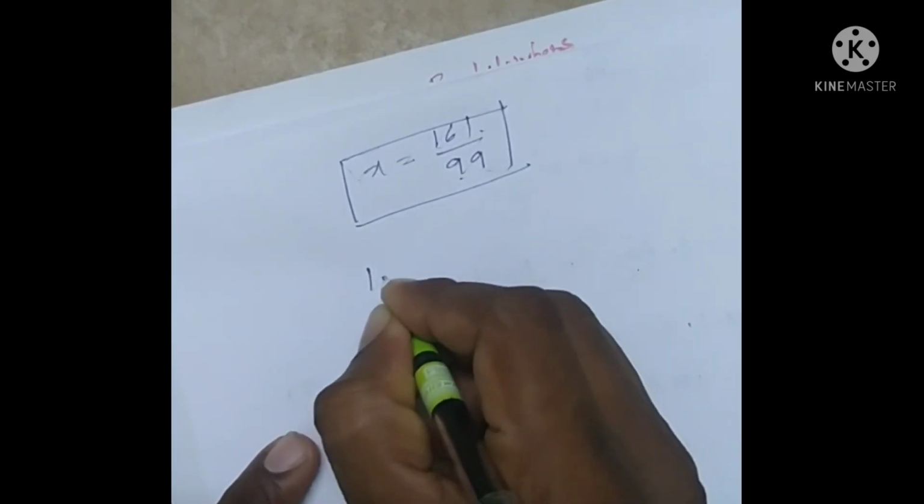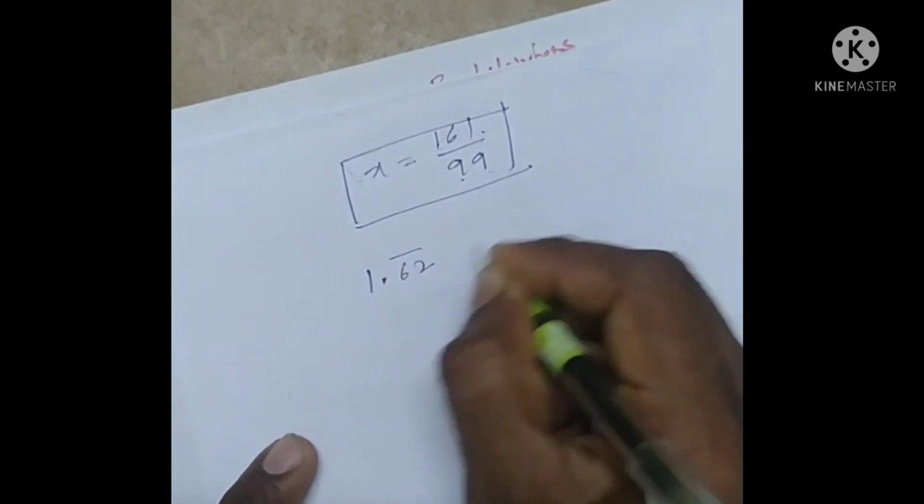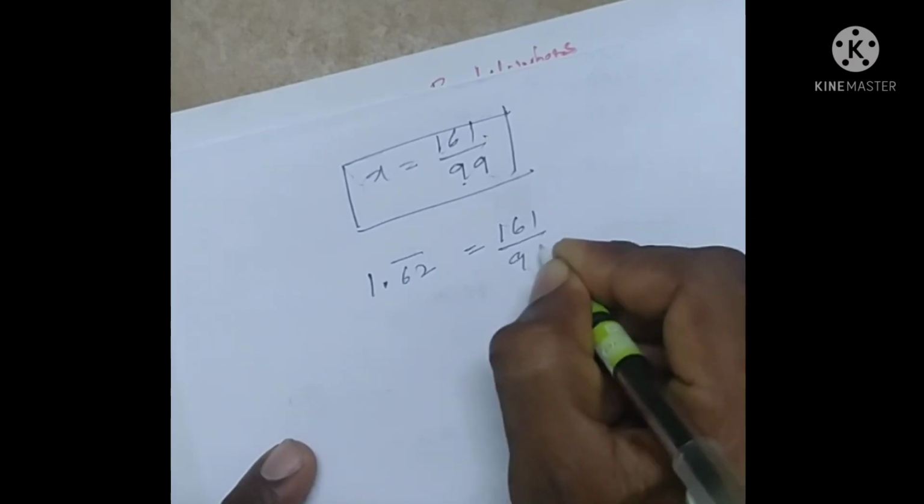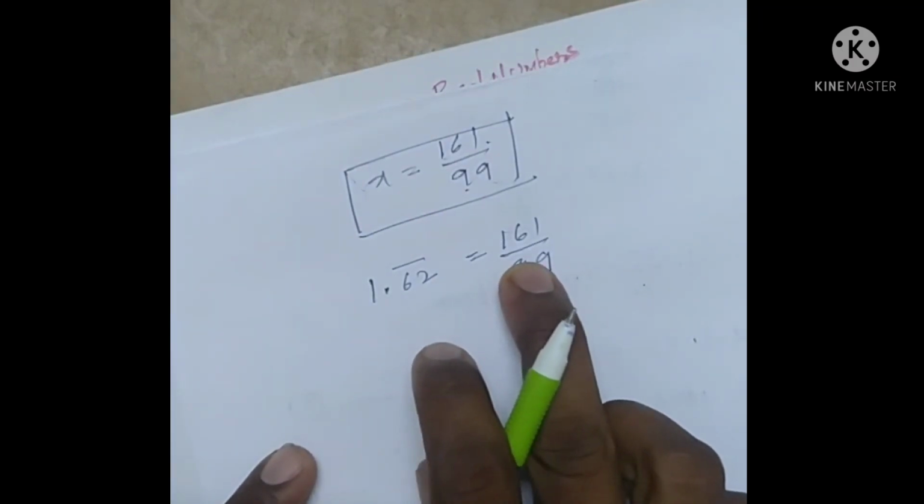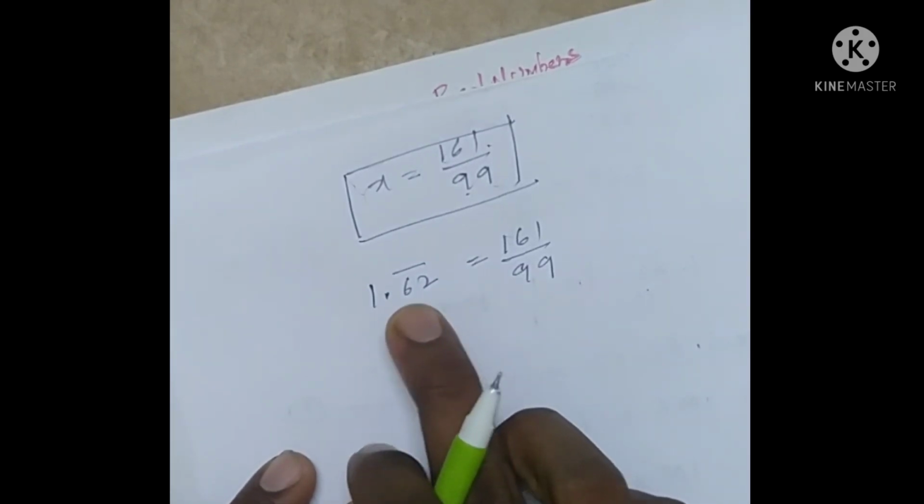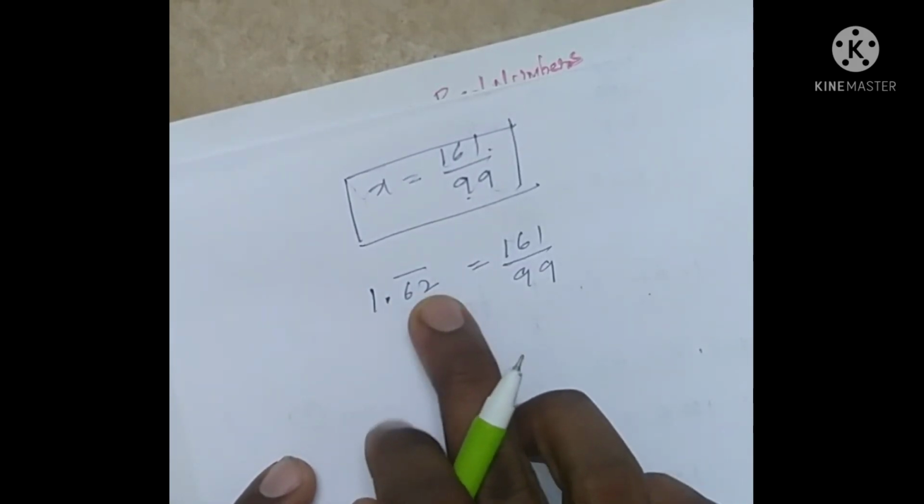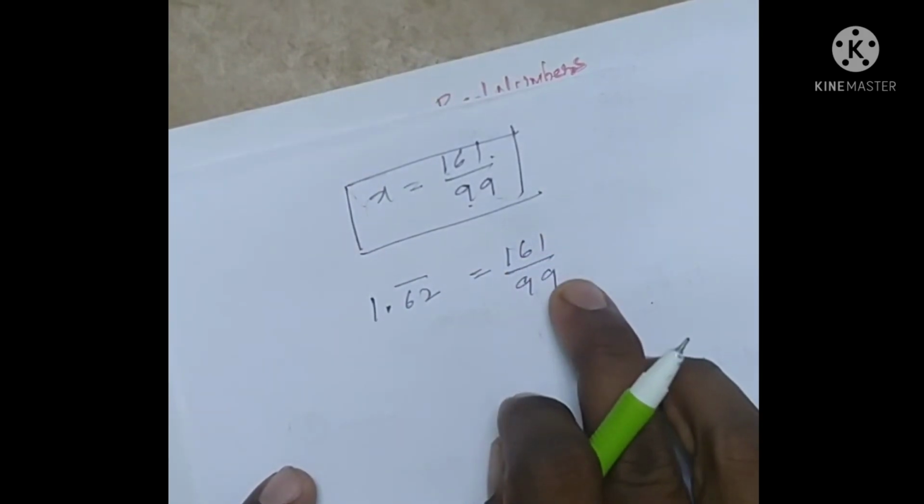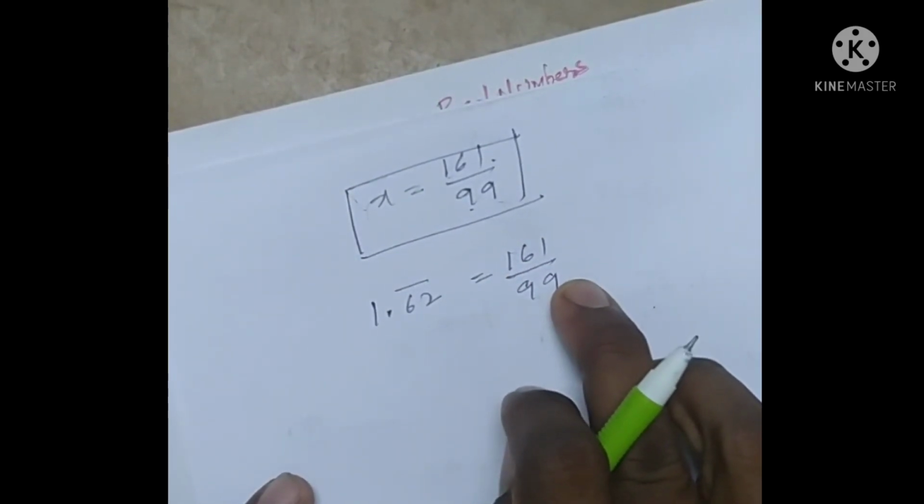So 1.62 bar P by Q form is 161 by 99. This is the P by Q form of 1.62 bar. This is a non-terminating and repeating decimal expansion. So P by Q form is 161 by 99.